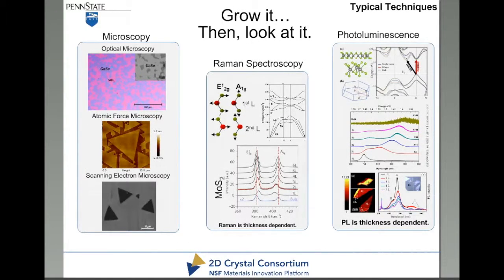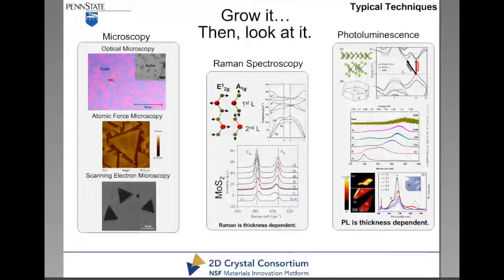So like I said, we first grow it, and then we look at it. Your traditional ways of just quickly looking at these materials involve optical microscopy, atomic force microscopy, and scanning electron microscopy. Those are normally the first things you do to see if you've just made a bunch of junk on the surface or if you've got something that's worth pursuing a little bit further. In that case, you go to things like Raman spectroscopy and photoluminescence. And I think the majority of publications that we see have these techniques in them just as a first line of attack on looking at and understanding the 2D materials.